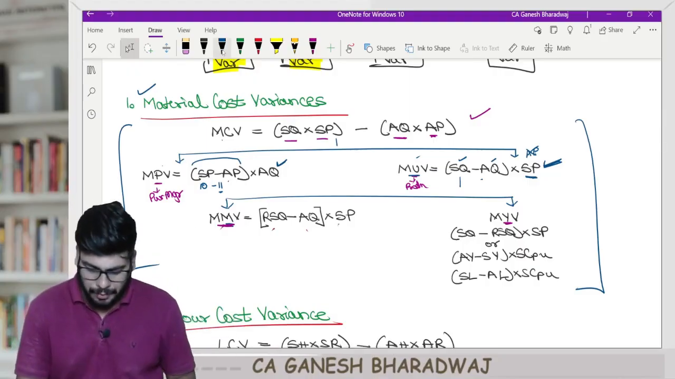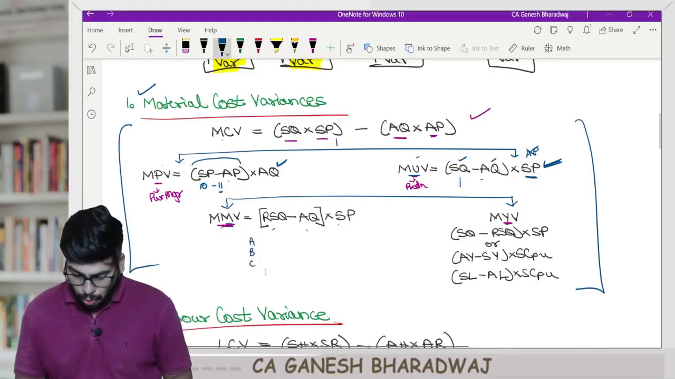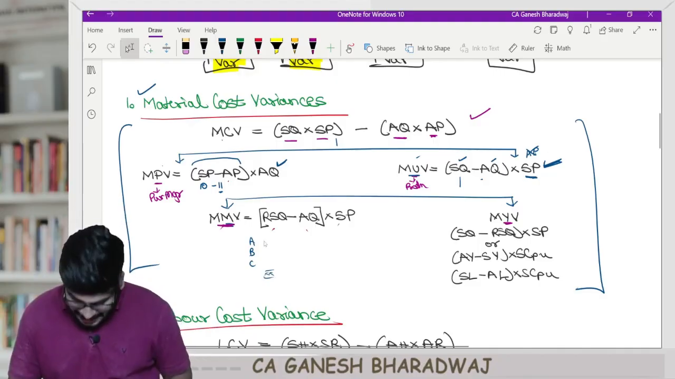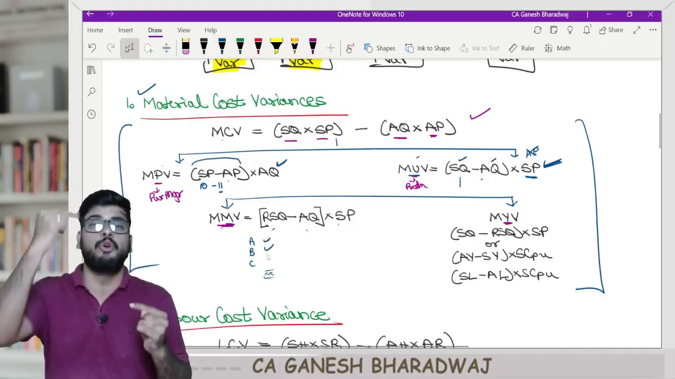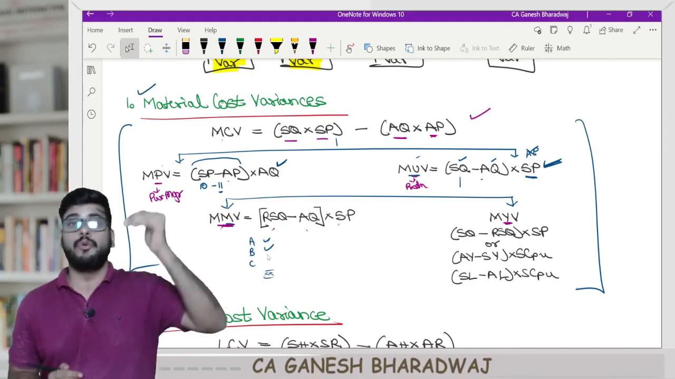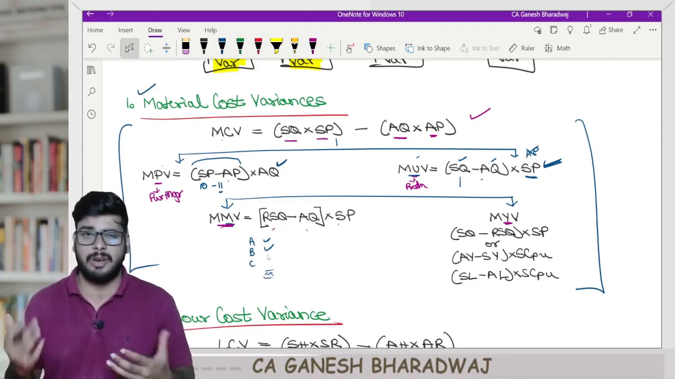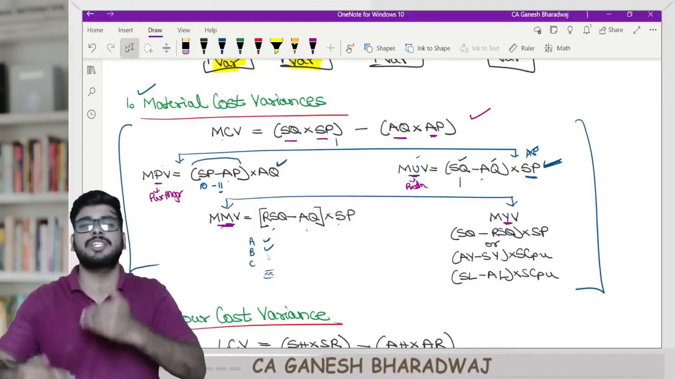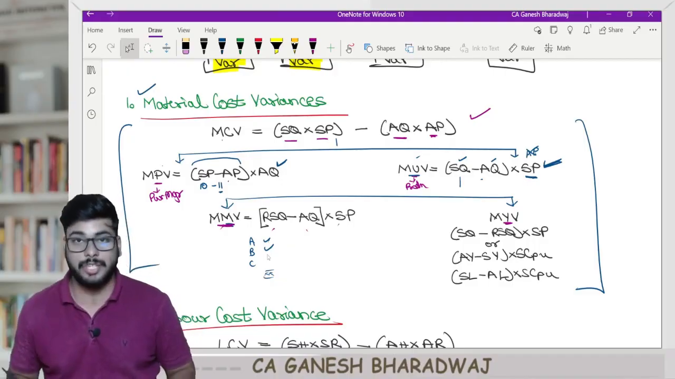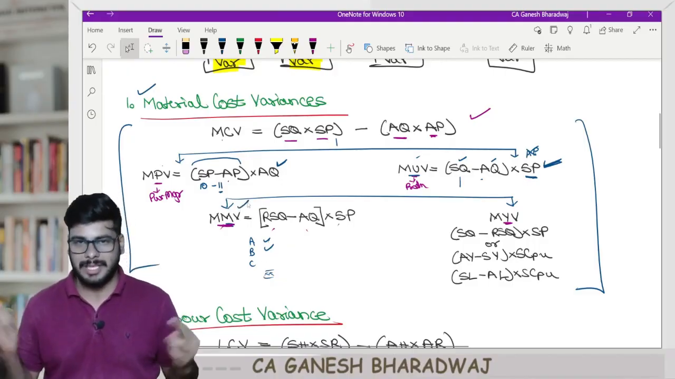So basically what does it show? There are three types of raw materials: raw material A, B and C, right? Now overall maybe the quantity that I consumed would have been correct, but inside this I would have used more of a costlier raw material and less of a cheap raw material, or I would have used more of a cheap raw material and less of a costlier raw material. Now because of the deviation in the mix, the amount that is attributable to the usage variance is what gets tracked down here in my material mix variance. Are you clear with this?